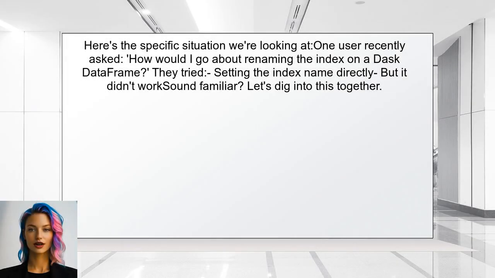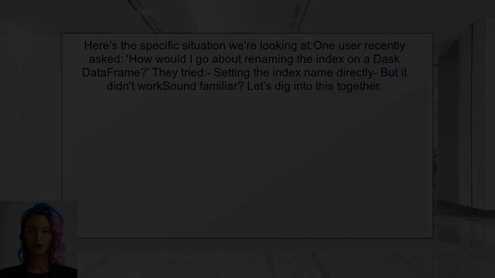Here's the specific situation we're looking at. One user recently asked, how would I go about renaming the index on a Dask DataFrame? They tried setting the index name directly, but it didn't seem to work. Sound familiar? Let's dig into this together and find a solution.